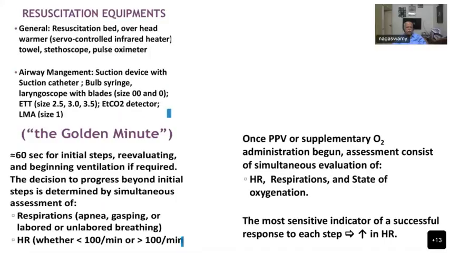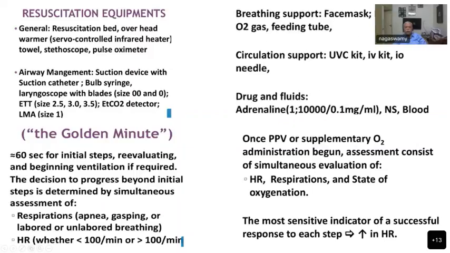And resuscitation equipment, what you need are the resuscitation bed or overhead warmer, towel, stethoscope, pulse oximeter, and airway management: suction device, suction catheter, bulb syringe, laryngoscope. You must have the smallest size blades, 0 and 00, and ET tubes 2.5 and 3.5, an ETCO2 detector, and nowadays they recommend LMA. LMA was introduced as an alternate airway device only in 2015. In 2010 it was not there. So such small changes have been made.